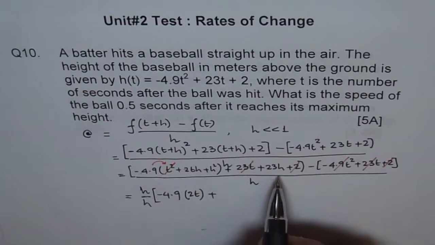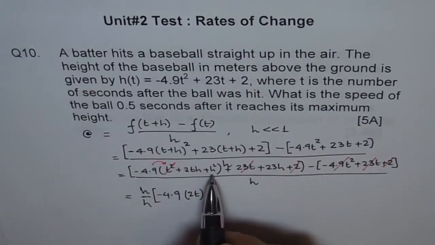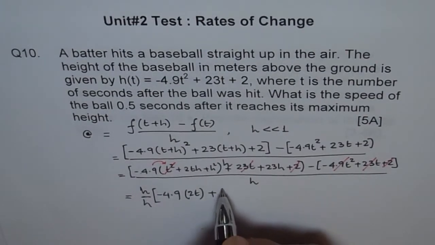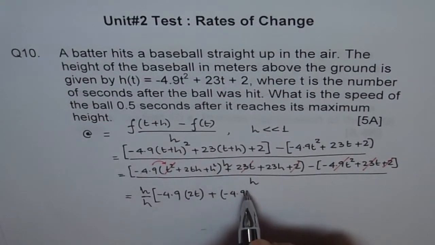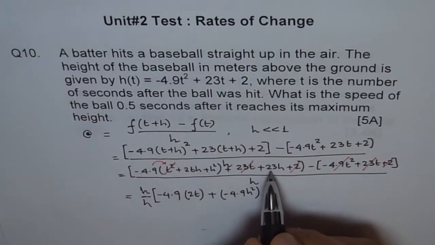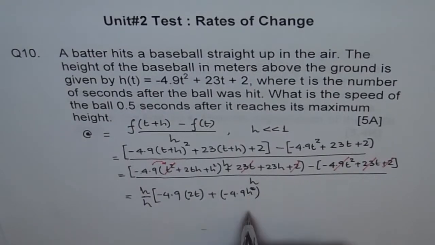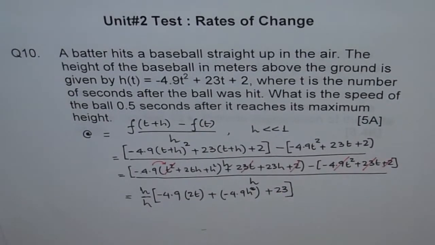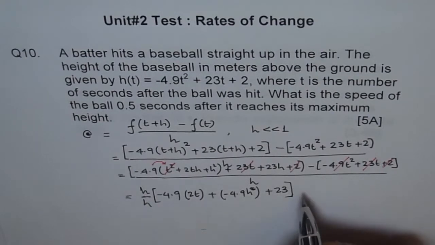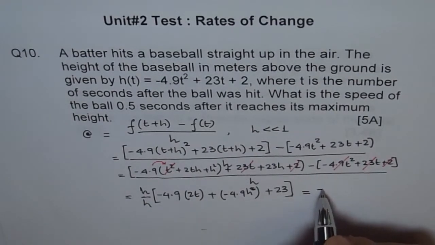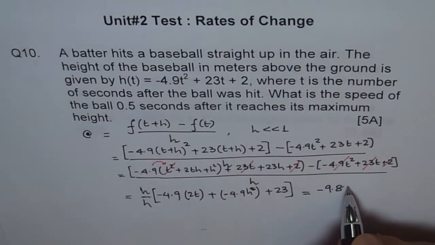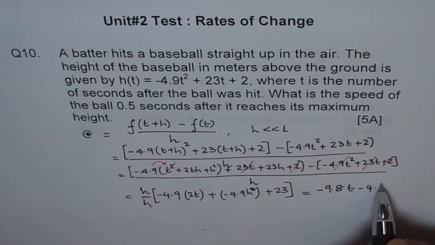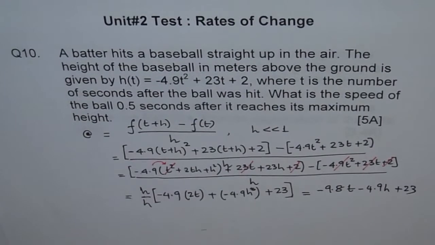So plus 23, okay, one term is here, h squared. So h we factored out, so we have here minus 4.9 h squared. And then we have only h here. And then we have plus 23, right? So these are the terms left. Now we can cancel h and h. And so we are left with minus 9.8t and minus 4.9h plus 23.